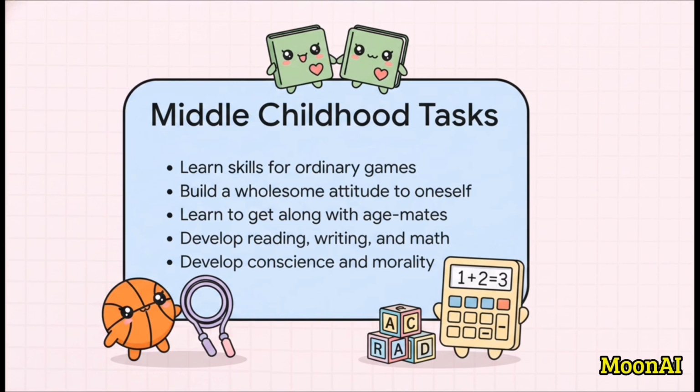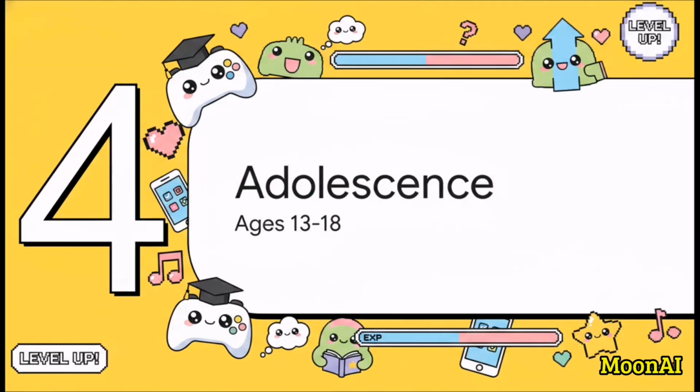Think back to recess. Mastering the rules of Foursquare, making friends on the playground, figuring out your basic math skills, these were the highly specific tasks you had to conquer to comfortably level up. All right, Section 4. Adolescence. Your current level, ages 13 to 18.